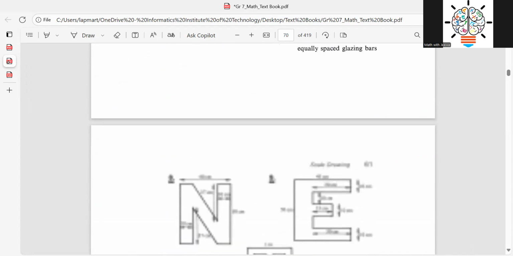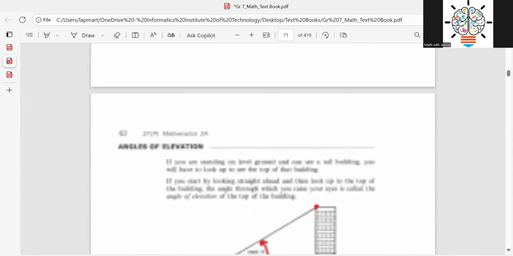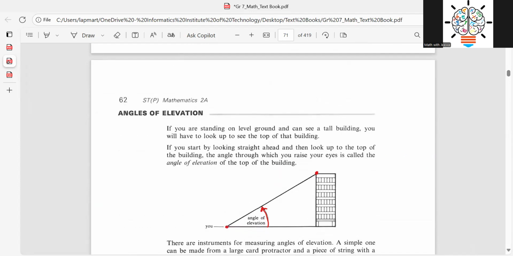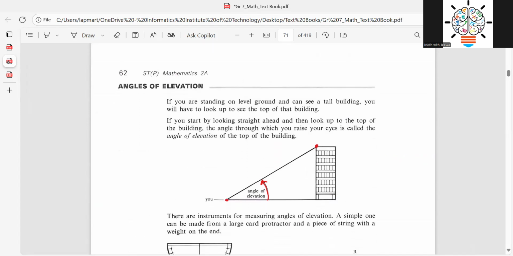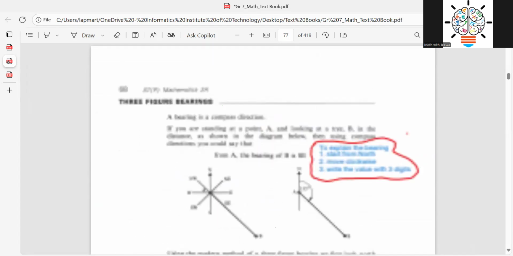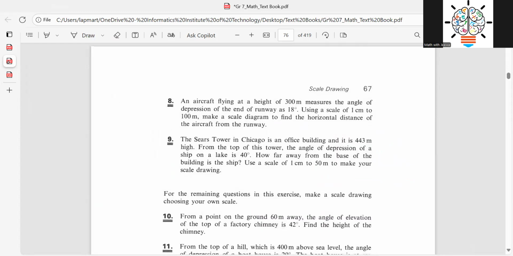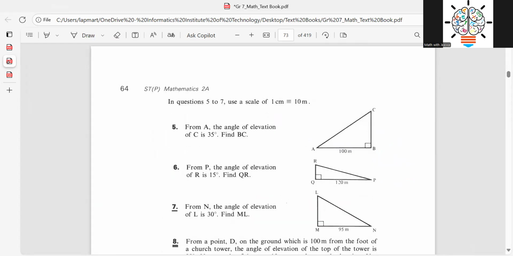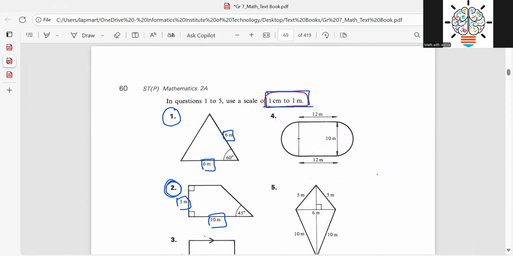Then I will discuss how to do it. After that, we want to move to another 2 concepts called angle of elevation and angle of depression, right? So then we will move to those 2 concepts after doing these 2 scale drawings. Okay, children, we'll meet again next day.